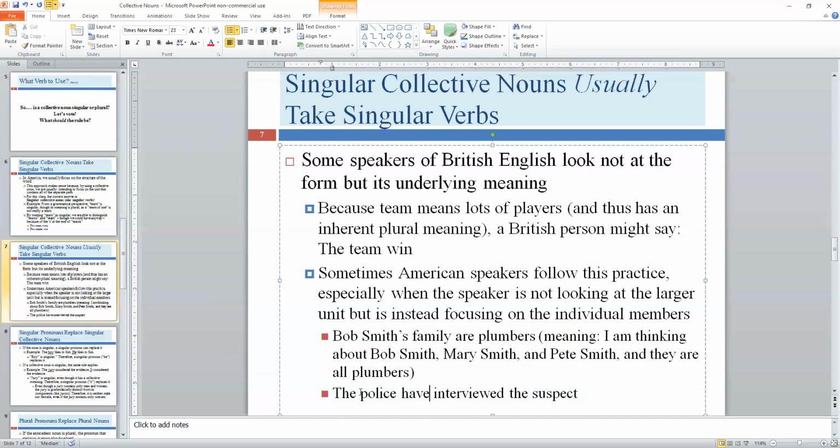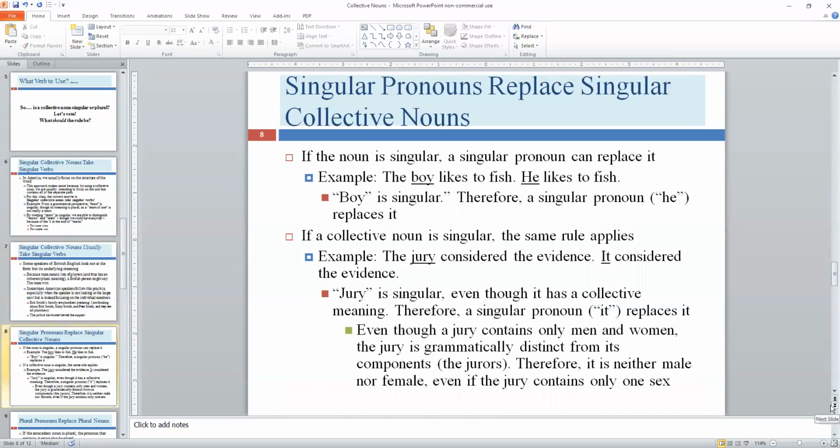So this one is kind of colloquial, or you could say that we're really focusing on each one of the police officers who interviewed the suspect. But this is one that you can get away with without anybody wincing inside.